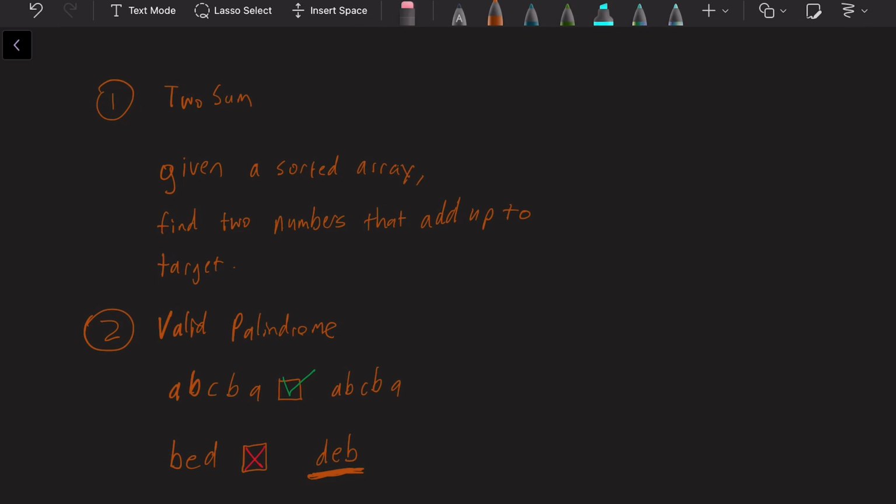Hi, this is 2 Pointers in a Few Minutes by Study to Simple. Today we're going to be using two relatively simple problems to explore the different ways to use 2 pointers.